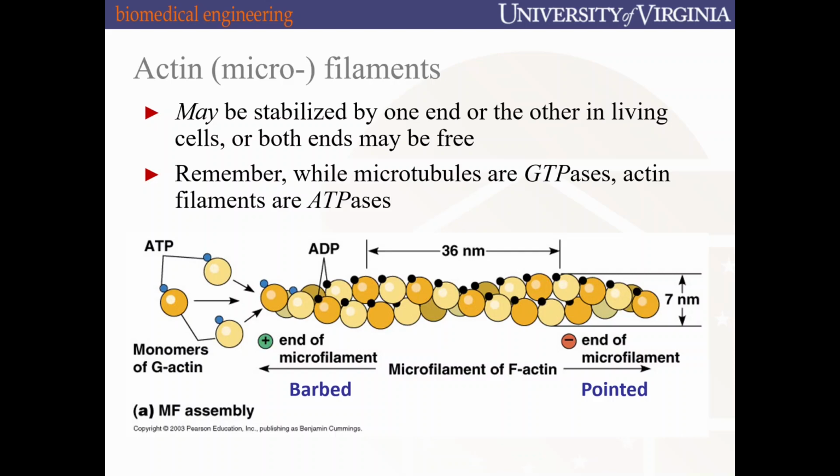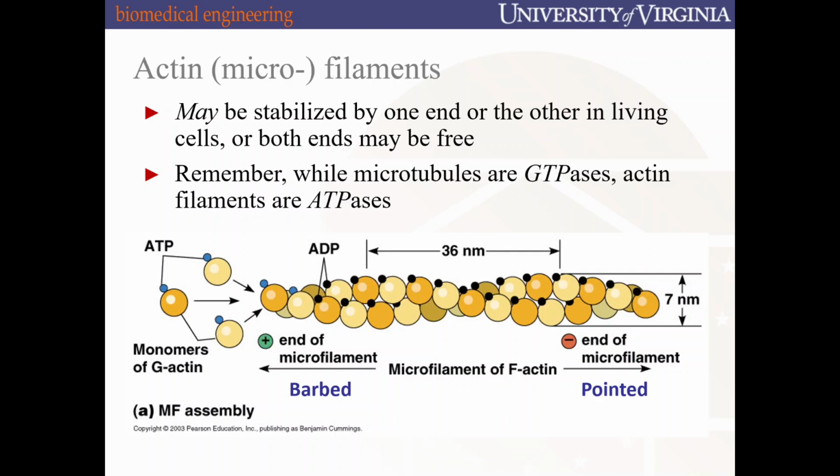A couple more things to go over here. Unlike tubulin, which is a GTPase, actin is an ATPase. The behavior is very similar though. Free actin monomers tend to have ATP bound, and when they polymerize, their enzymatic ATPase activity is turned on, causing ATP to be rapidly hydrolyzed into ADP.